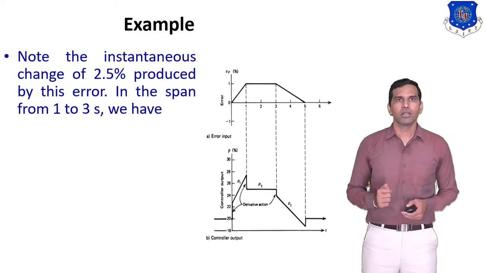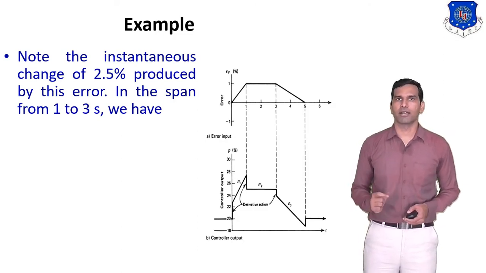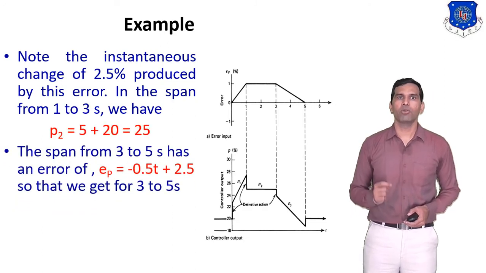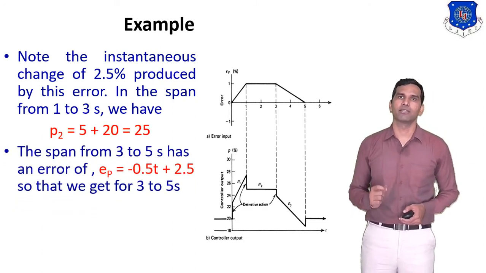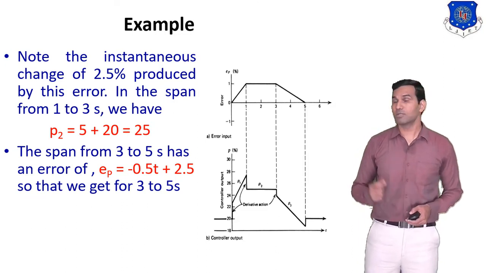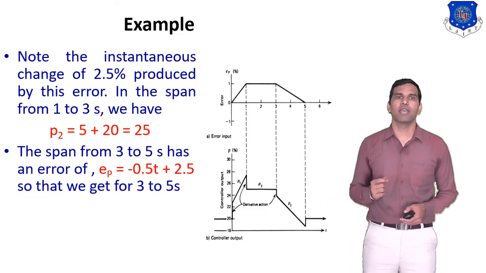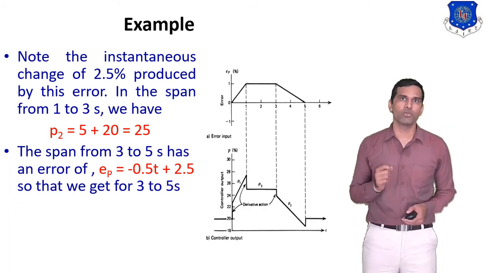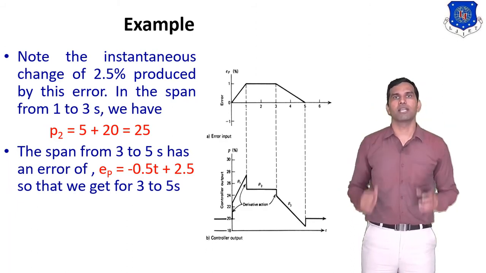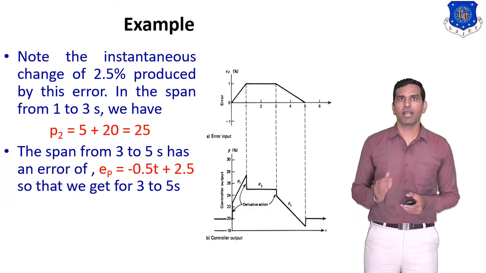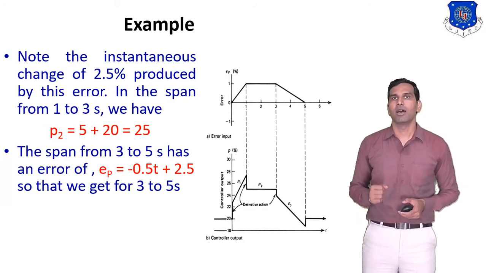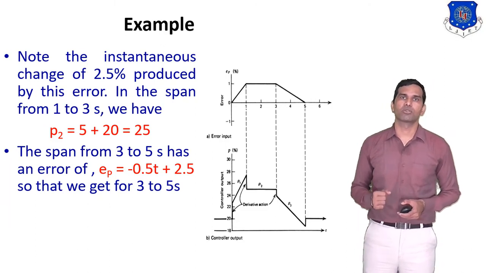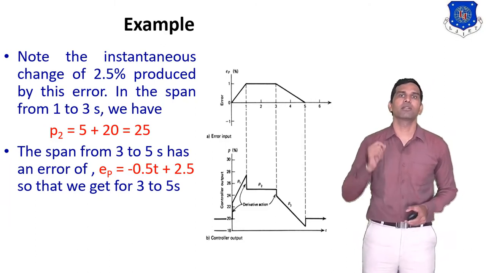Note the instantaneous change of 2.5% produced by this error. In the span from 1 to 3 seconds, we have P2 equals 5 plus 20, which is 25. In the figure we can see the instantaneous change of 2.5% produced between 1 and 3 seconds. So the output of the controller, P2, is 5 plus 20, which gives 25.